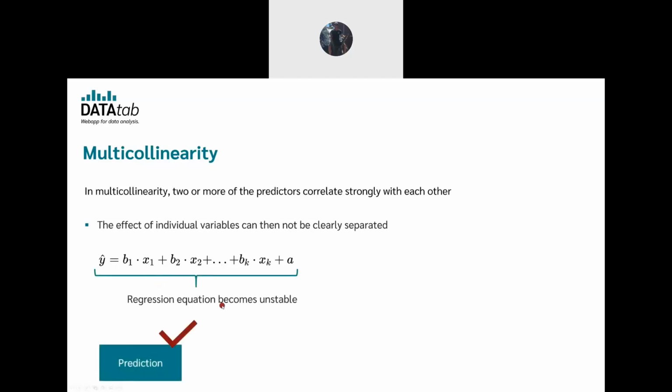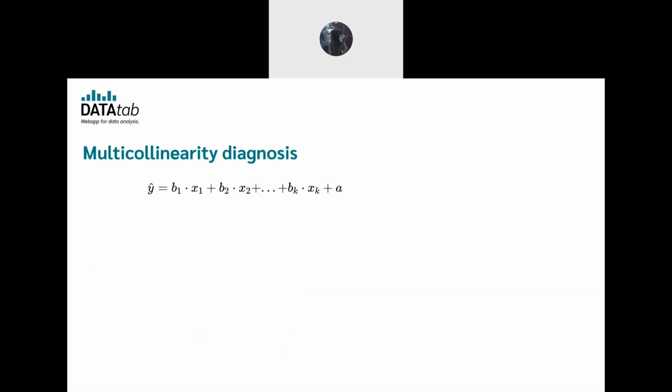If you now want to use the regression model for a prediction, it does not matter if there is multicollinearity. In the prediction you are interested in how good the prediction is, but you're not interested in how big the influence of the respective variable is. To measure the influence of the independent variable, there must not be multicollinearity, and if there is, the coefficient cannot be interpreted meaningfully. So the next question is, how can we now diagnose multicollinearity?